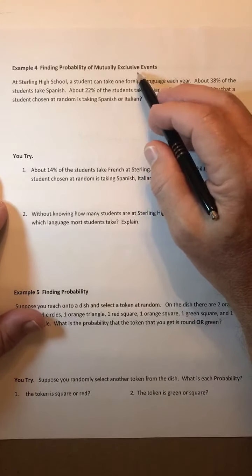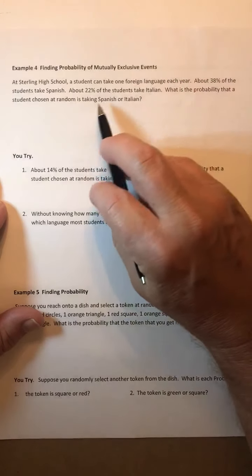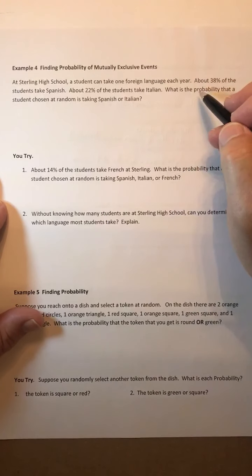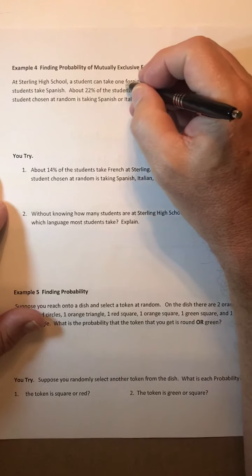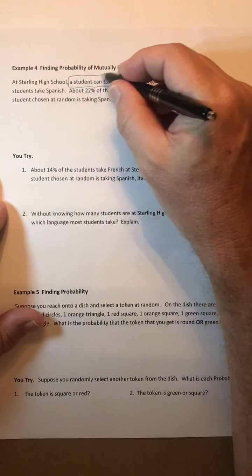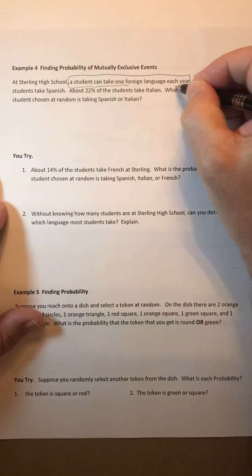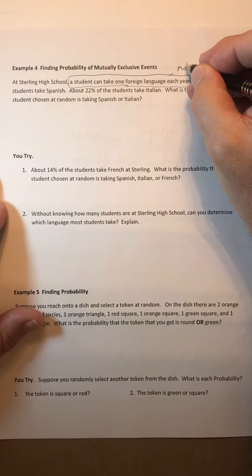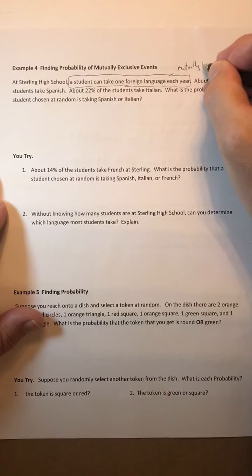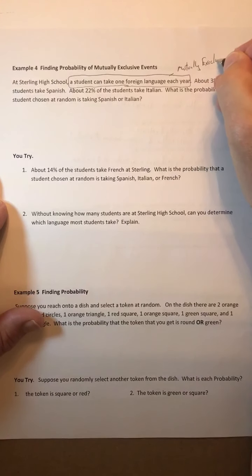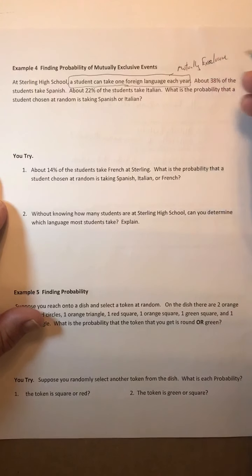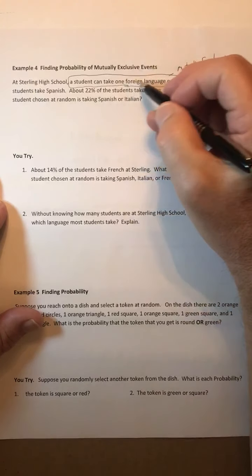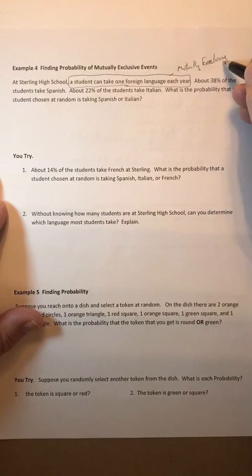Finding the probability of mutually exclusive events. At Sterling High School, a student can take one foreign language each year. This statement right there makes the events mutually exclusive, because it says the student can only take one foreign language.